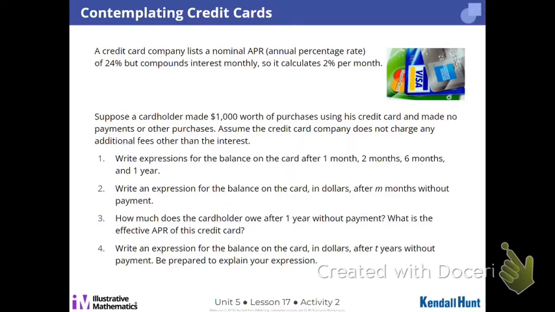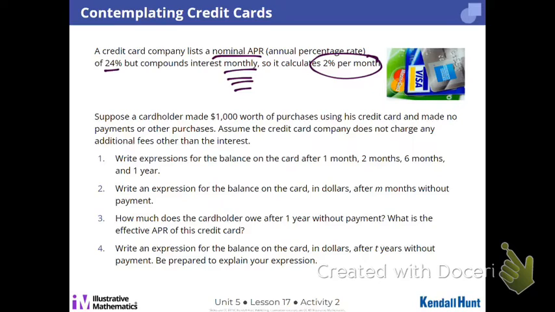This is real deal, real world. This is how credit cards work, okay? So they tell you a percentage. It's listed as an APR, nominal APR, that's really important, at 24%. But the interest is monthly, which means if annually it's 24% nominal, each month it has to be 2%. That's given, 2% per month.